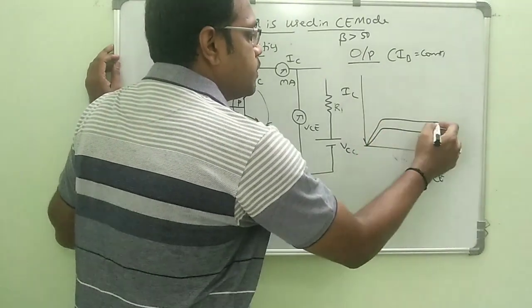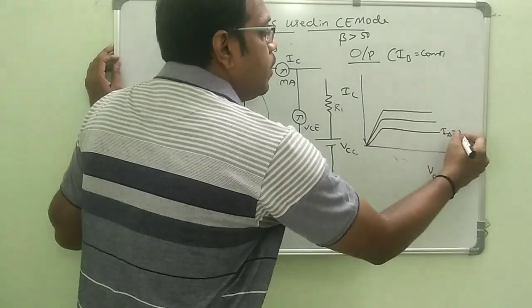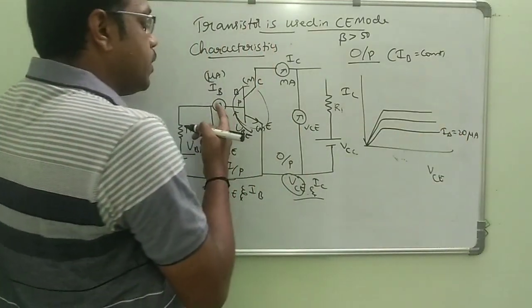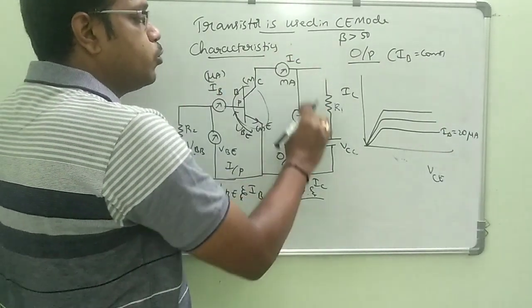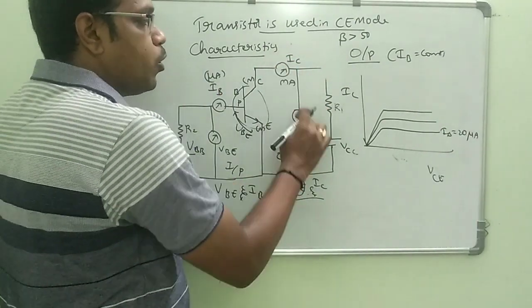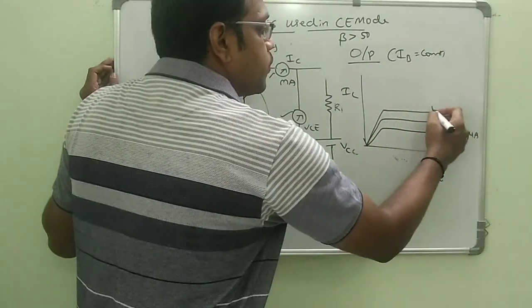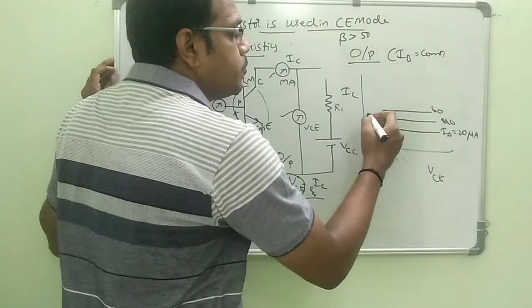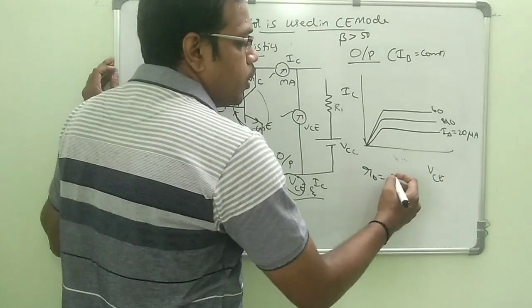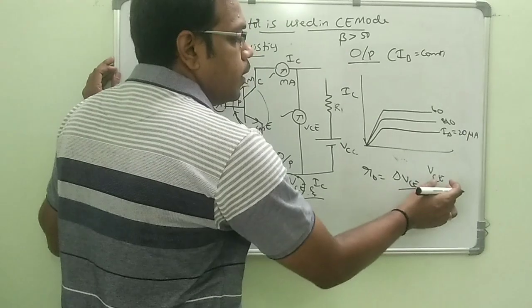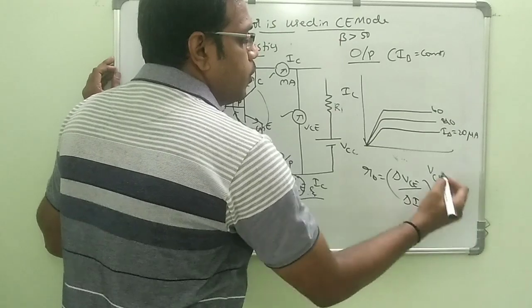We need not go into that much detail, because you only need to identify the graphs. Suppose you keep IB at 20 microampere, fix it here and don't touch that one, and vary just these two, so you will get graphs like this. This is for 40 and this is for 50. Here, R0 is the output resistance. To find it, we take delta VCE by delta IC, by keeping IB constant.